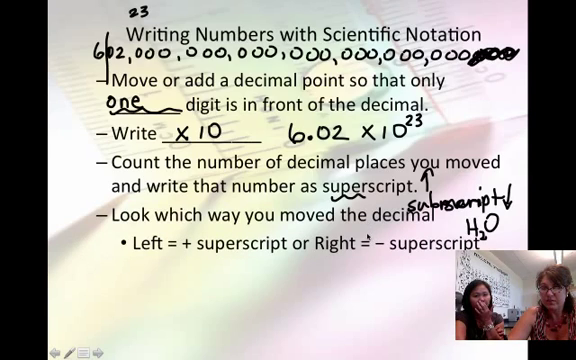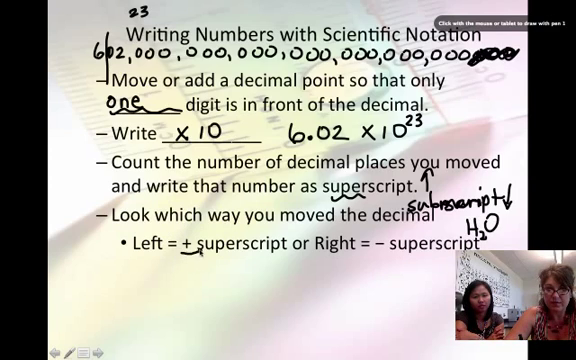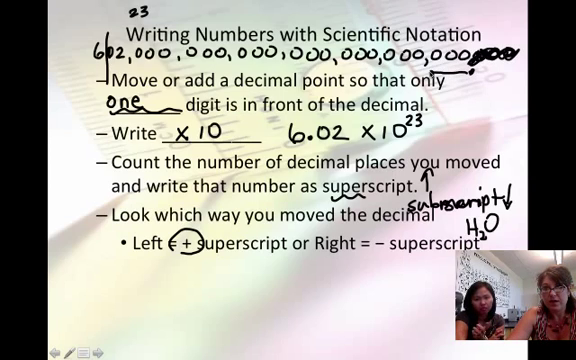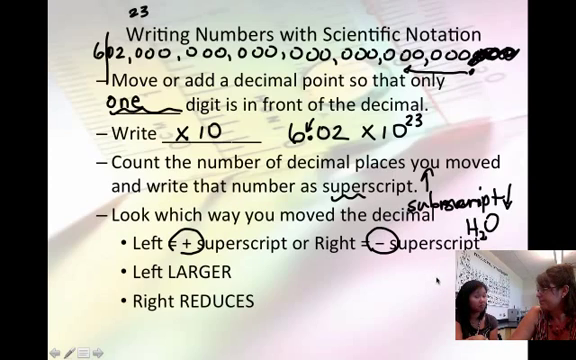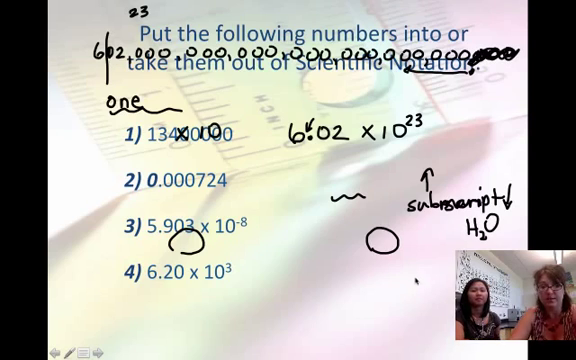And then we look at which way we move the decimal. If we moved it to the left, then our superscript is going to be positive. Our decimal started back here at the end of our number, and to get it after the 6, we had to move it to the left. This means we have a really big number. If you move your decimal place to the right, you get a negative superscript. Put a minus sign in front of it, because that indicates a small number. Left, large, starts with an L. Right, reduce, starts with an R. Hopefully that's easy to keep track of.